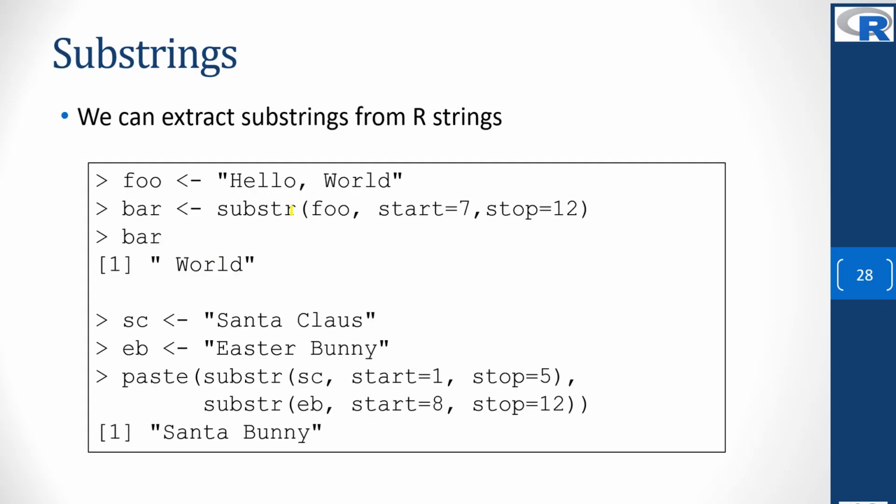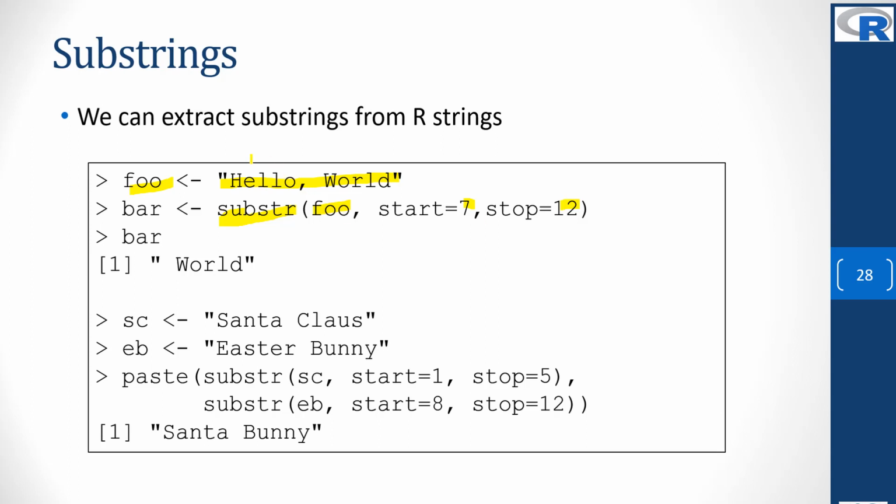Using the substring function, substr, we can extract substrings. So given this expression "hello world" assigned to this variable foo, we're going to extract a substring from that variable that starts at index 7 and stops at index 12.